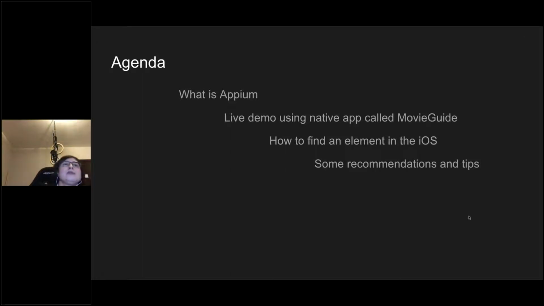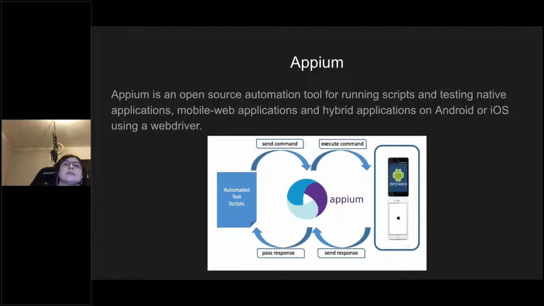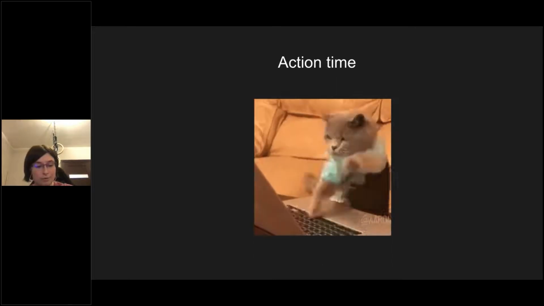So Appium is an open source automation framework that allows you to test native apps, mobile web, hybrids, and so on. It uses the WebDriver protocol, and actually that's about that. And let's go to the demo.